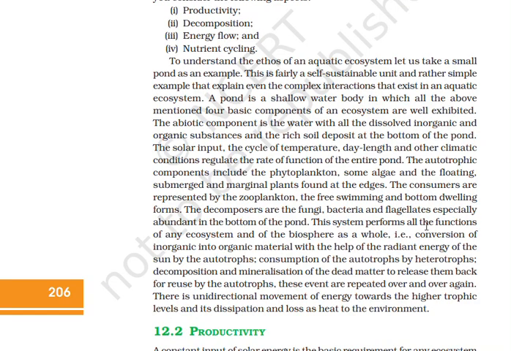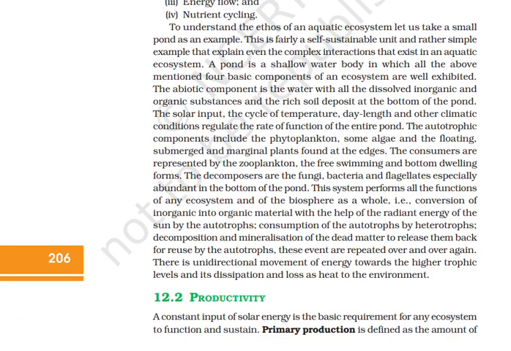This system performs all the functions of any ecosystem and of the biosphere as a whole, that is, conversion of inorganic to organic material with the help of the radiant energy of the sun by autotrophs, consumption of the autotrophs by heterotrophs, and decomposition and mineralization of the dead matter to release nutrients back for reuse by the autotrophs. These events are repeated over and over again. There is a unidirectional movement of energy towards the higher trophic levels and its dissipation and loss as heat to the environment.